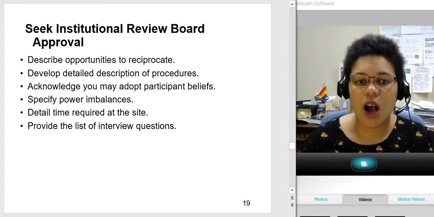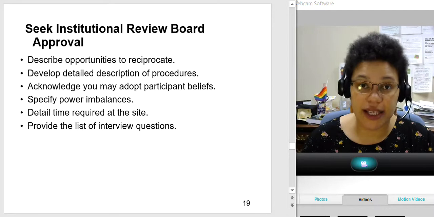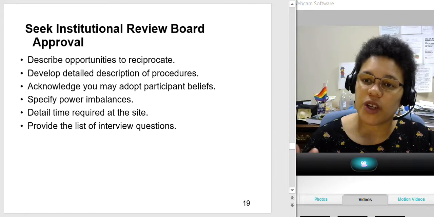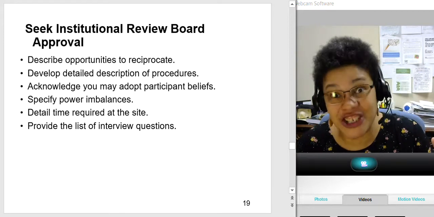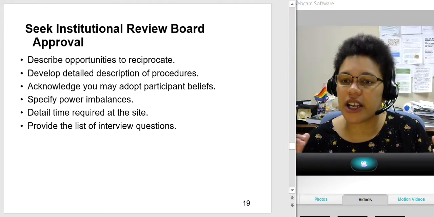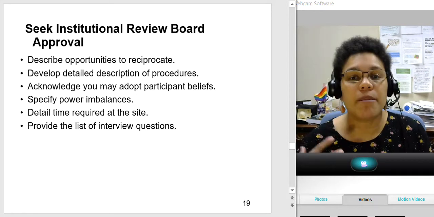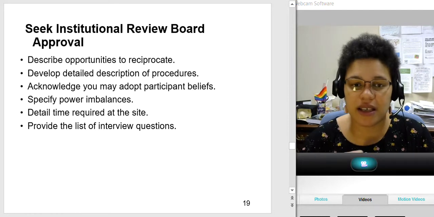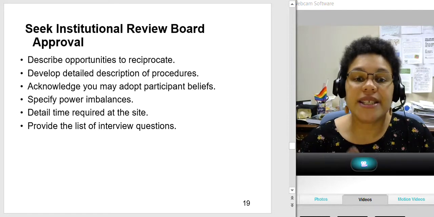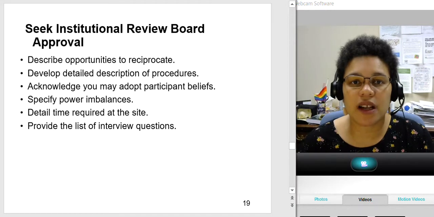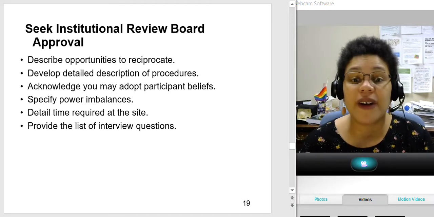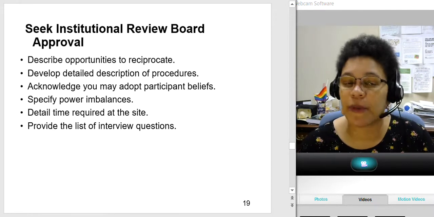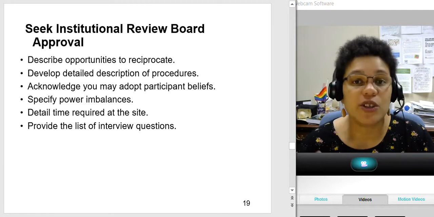Okay. We might specify power imbalances. So, what exactly is the relationship between the researcher and the researched? Is there a power imbalance that needs to be taken into account in terms of protecting the participants? We detail the time that is going to be required for us to be at the site and provide a list of interview questions. And usually that list is called a protocol. So we provide a protocol for our interview, for our observation, that kind of thing.